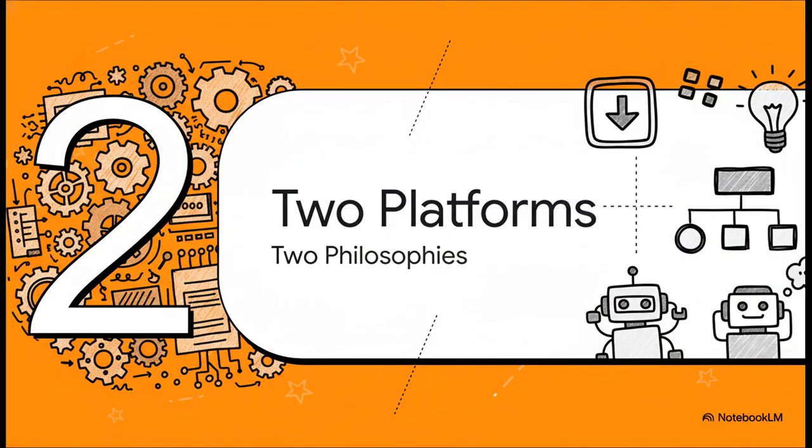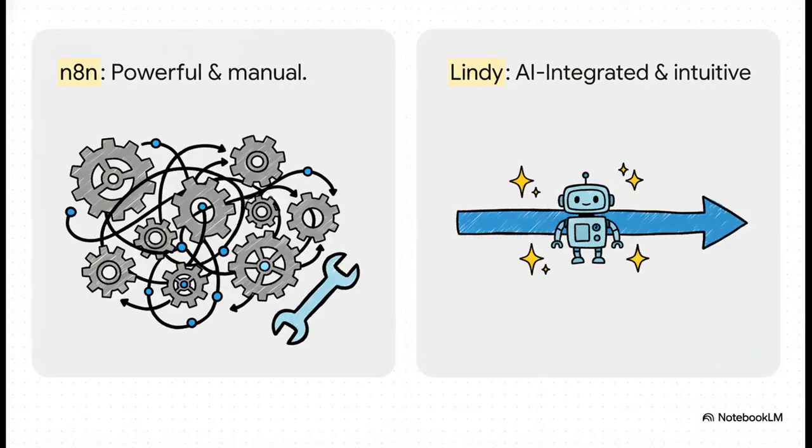Well, our source material explores this by putting two platforms side by side. And what's interesting is they have two completely different philosophies about how you should even build an automation in the first place. Okay, so on one side, you've got a tool called N8N.